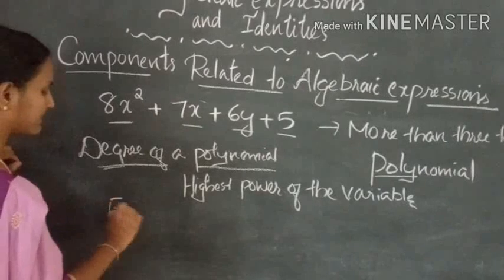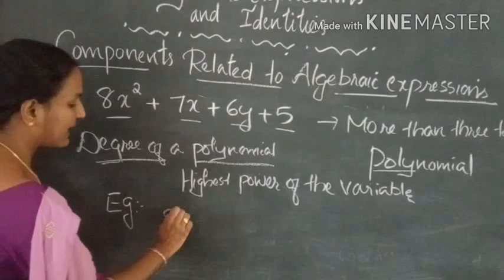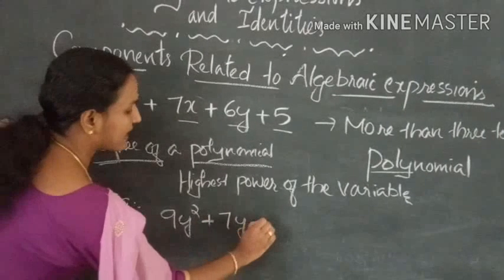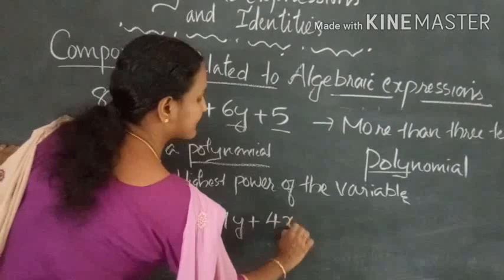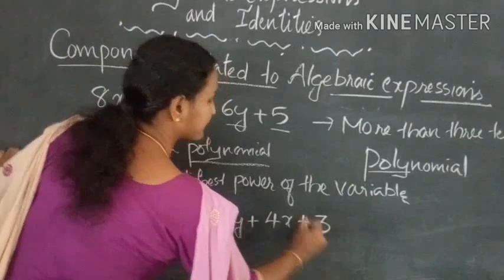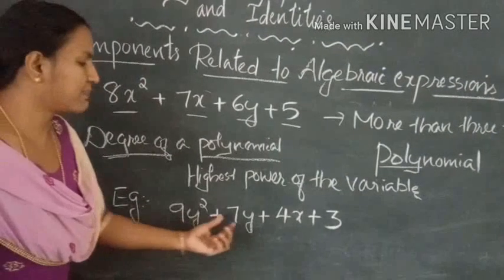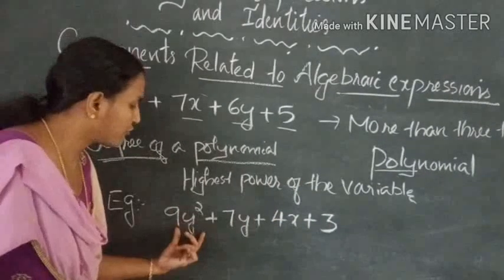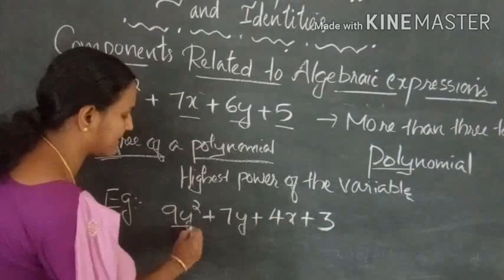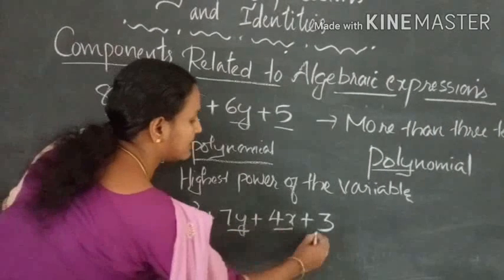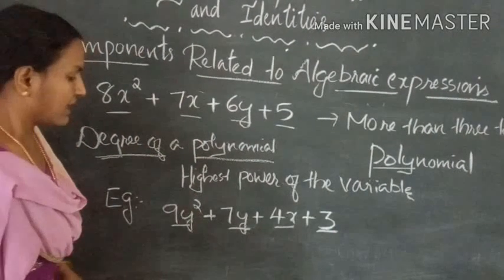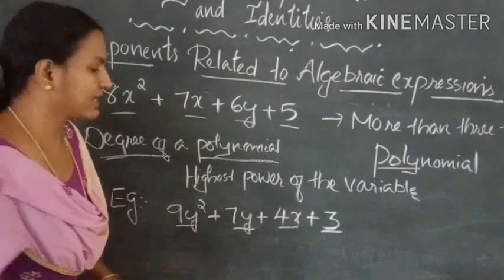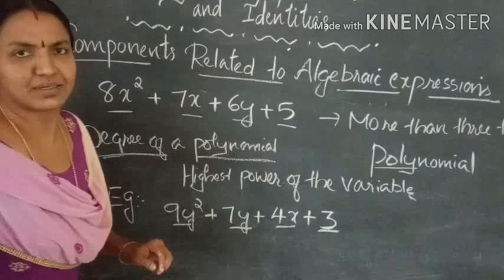For example, 9y square plus 7y plus 4x plus 3. How many terms are there? 4 terms are there. First term, second term, third term, fourth term. Here the variables are y and x. 3 is the constant term.